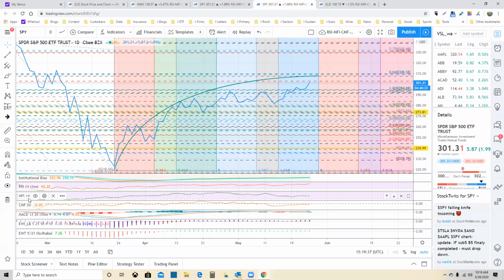So for your daily, it's days. If it's weeks, it's weeks. If it's minutes, it's minutes. So whatever chart you're using up here, it'll measure 14 time periods.